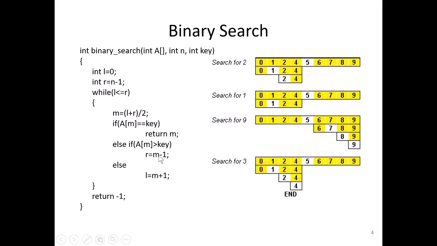So just set R equal to m minus 1. Otherwise, set L equal to m plus 1. Okay. If search key is less than the element, means surely the key will be in the left side. So that's why just set R equal to m minus 1. Otherwise, if a of m is less than or equal to key, means set L equal to m plus 1. Okay. If no element is found in the list, means just return minus 1.